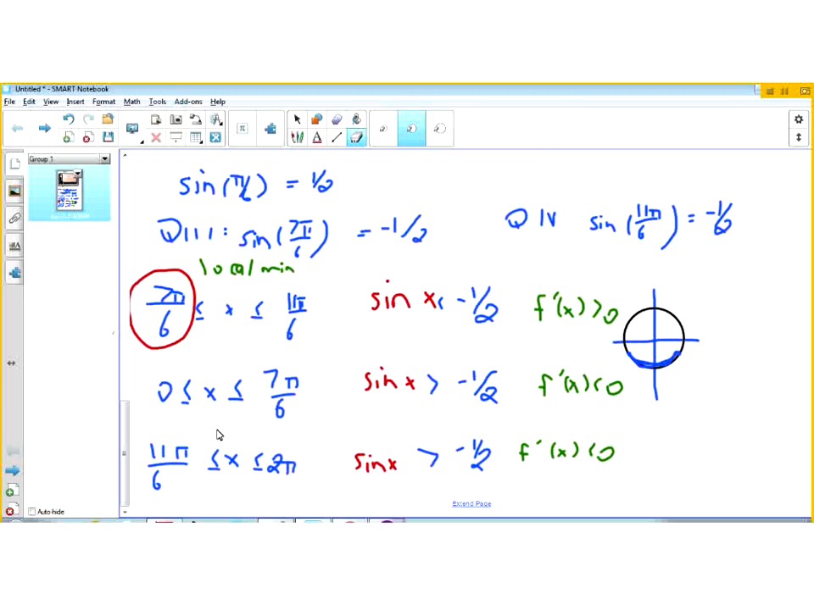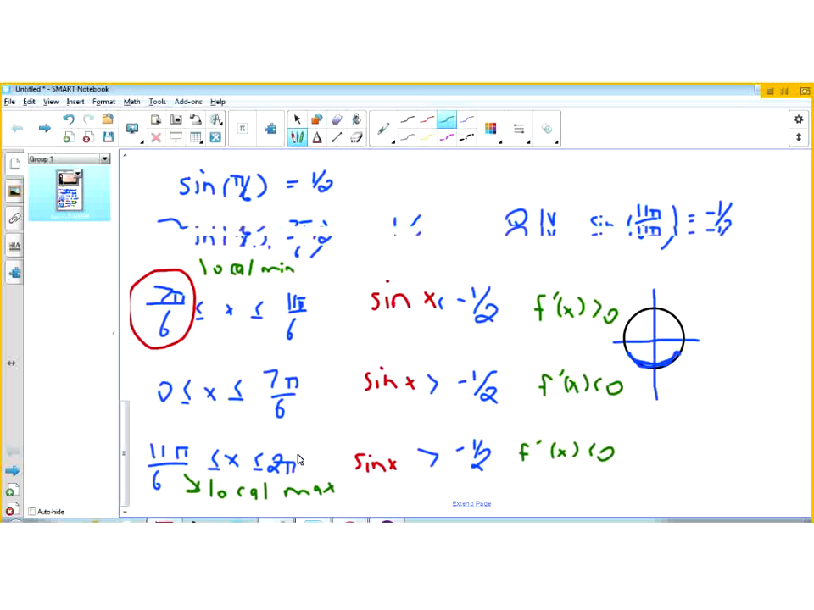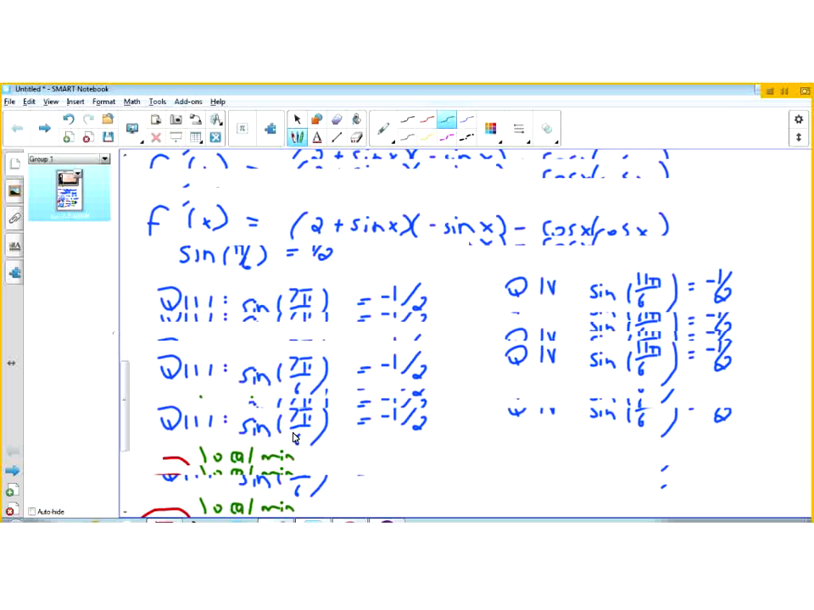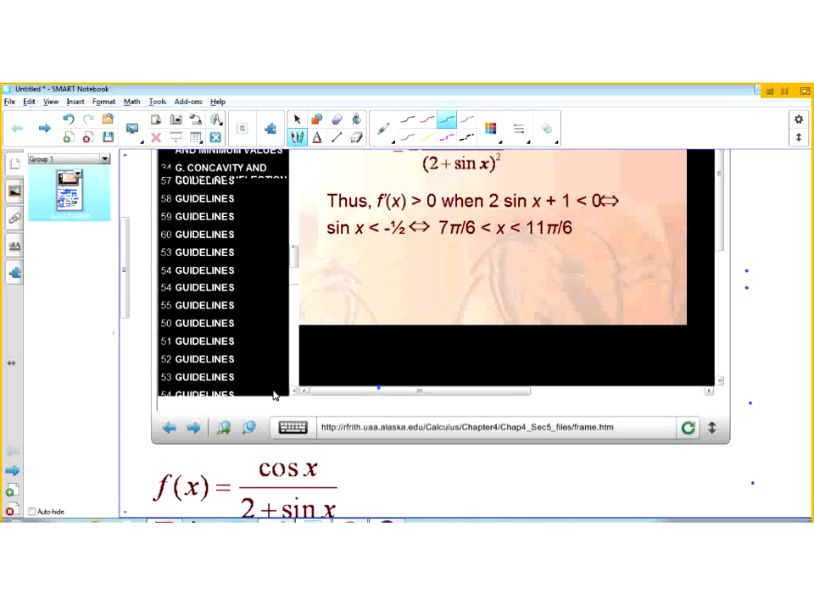And then how about 11 pi over 6? We do a transition at 11 pi over 6, right? As we approach 11 pi over 6, we go from increasing to decreasing. So 11 pi over 6 would have to be the abscissa of a local max. So 7 pi over 6 is the abscissa of a local min, and 11 pi over 6 is the abscissa of a local max, based on our analysis here.